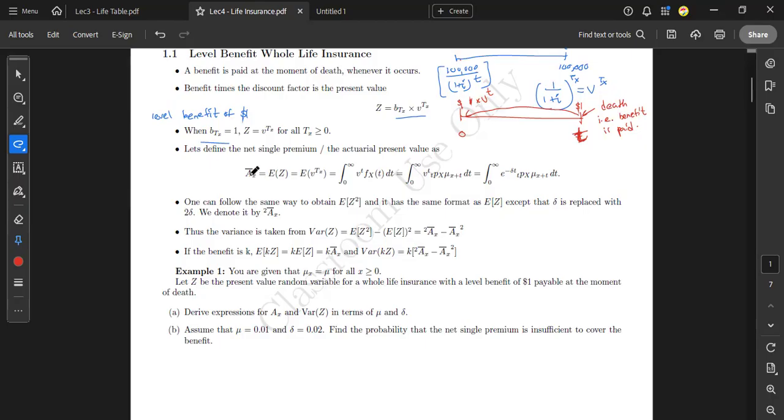So it says the present value of the expected value of the present value random variable for a person who is at age X, and the death benefit is paid at the moment of death. That's why we use this bar above this A. And it is a whole life insurance.